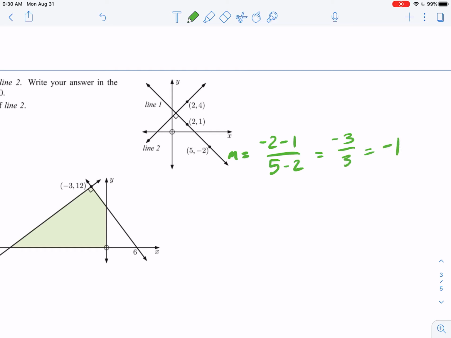Therefore, if that's the slope of line 1, then line 2 is perpendicular. We want the negative reciprocal, which means this one has a gradient. I use those words interchangeably. Sorry, too many years of teaching in the U.S. That has a gradient of 1.